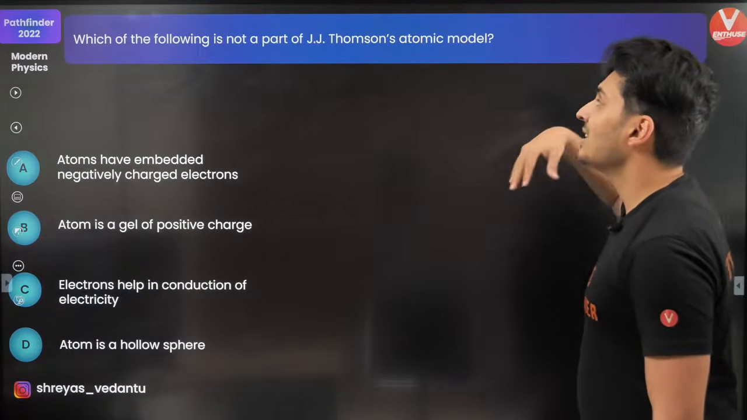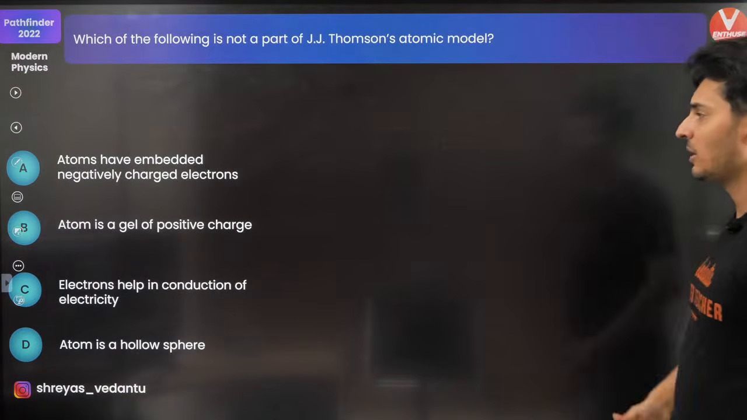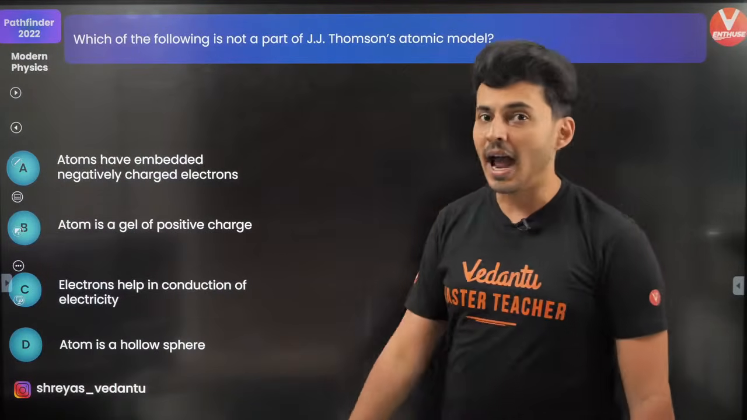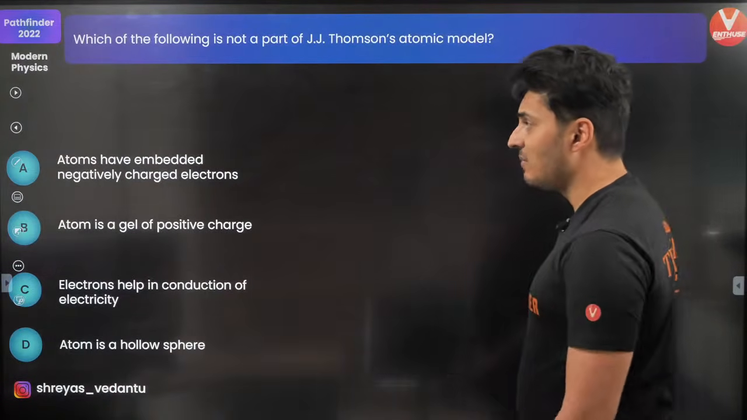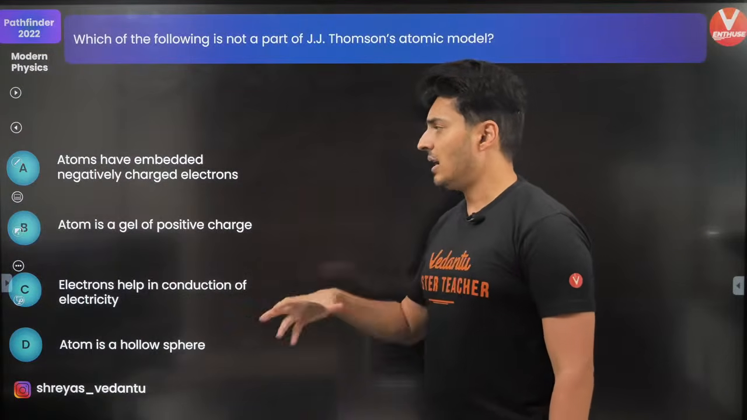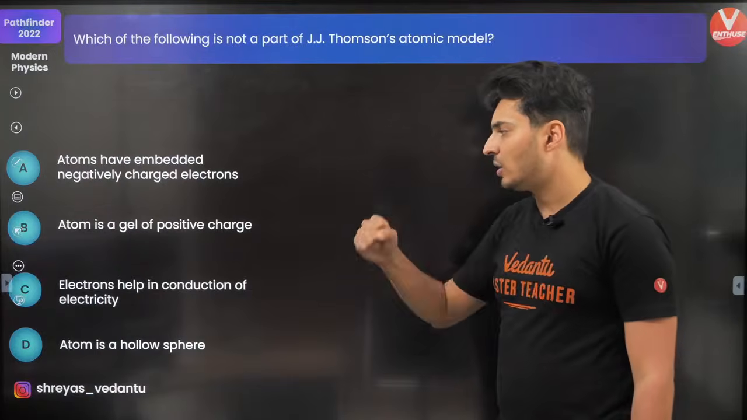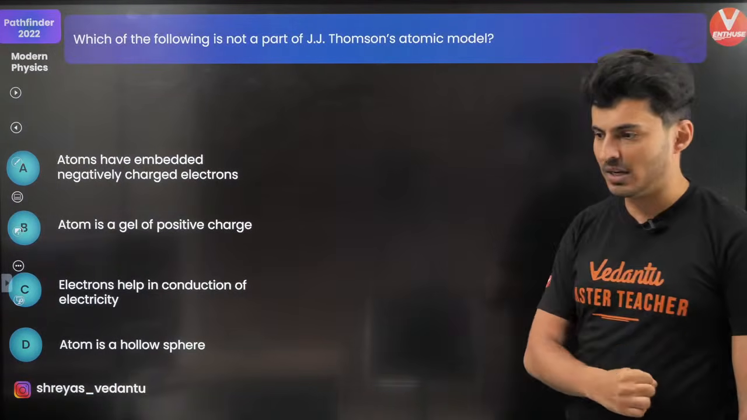Which of the following is not a part of J.J. Thomson's atomic model? Which of the following is not a part of J.J. Thomson's atomic model? Atoms have embedded negatively charged electrons. Atom is a gel of positive charge. Electrons help in conduction of electricity. Atom is a hollow sphere.